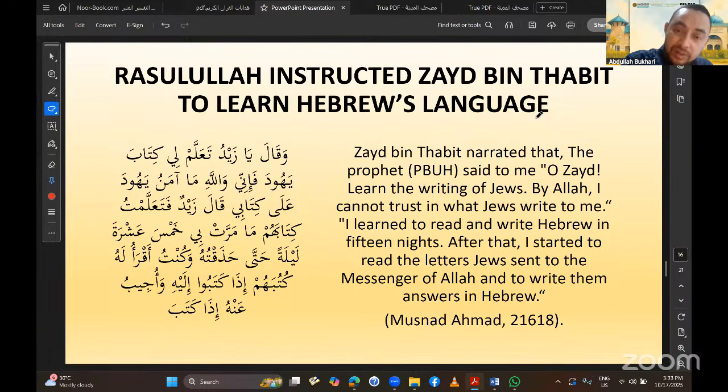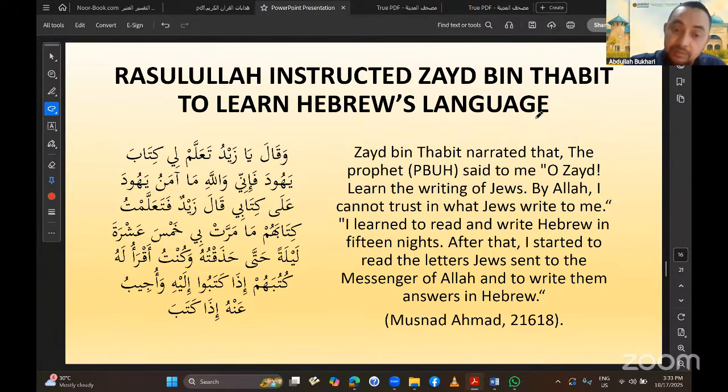And then one day Rasulullah called him and asked him to learn the Jewish language. O Zaid, learn the writing of the Jews. By Allah, I cannot trust in what the Jews write to me. And then upon being given this responsibility, Zaid bin Thabit voluntarily said, I learned to read and to write Hebrew, a Jewish language, in 15 nights. 1-5. Can you imagine? He was a very brilliant and intelligent boy.